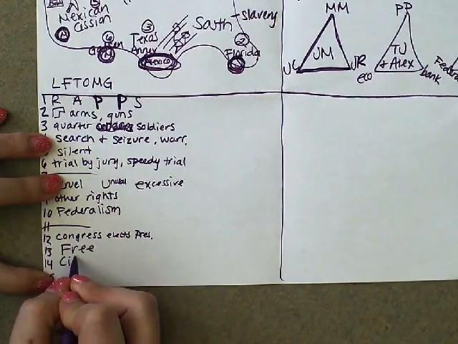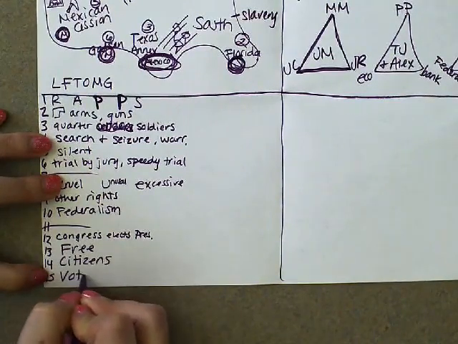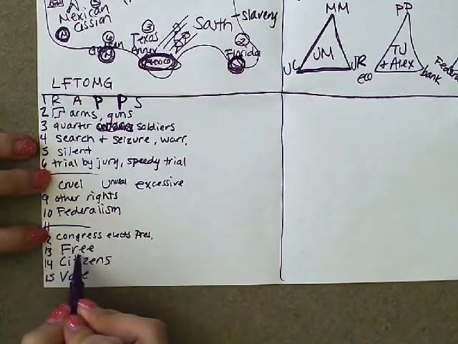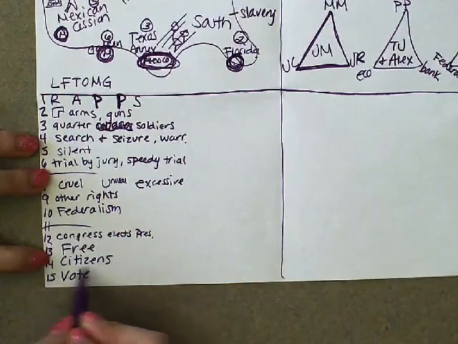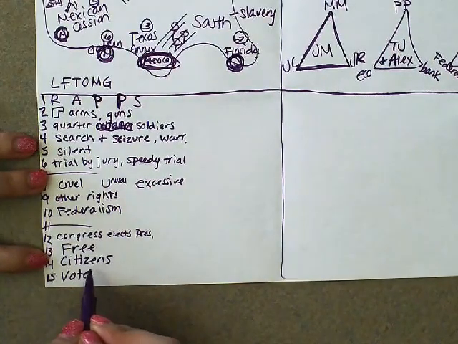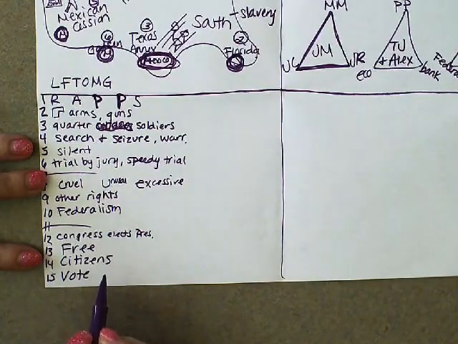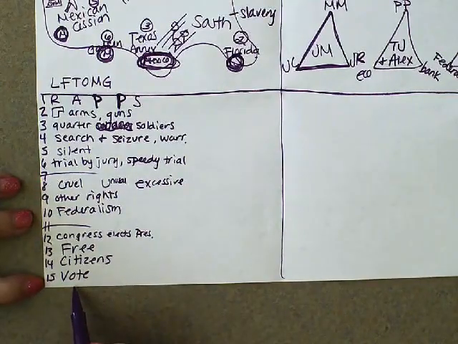Free citizens vote. This abolishes slavery right here. 13th Amendment abolishes slavery. This is where there are kind of 2 parts to this. So all African Americans are citizens and all laws apply to everyone. So you cannot just have a law that applies to certain people in America. You make a law that applies to all citizens. And then all African American men can vote.